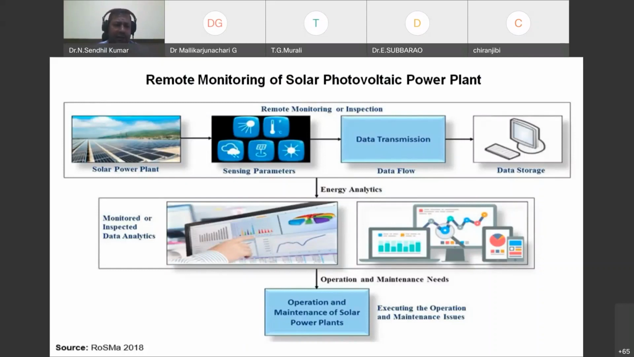We can monitor which panel's power production is less and why, whether any crack is there, or any dust accumulation, or whether it is not properly assembled. We can continuously monitor that. Remote monitoring of solar photovoltaic power plants is also an option.